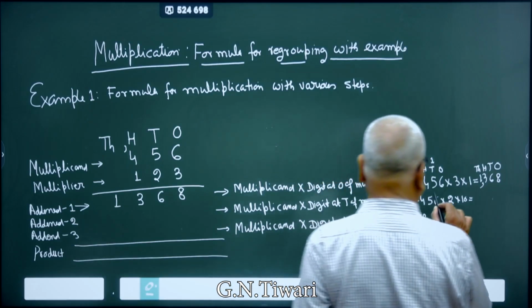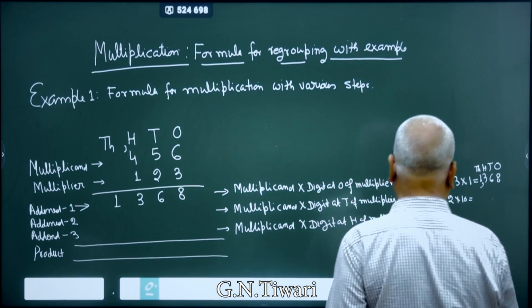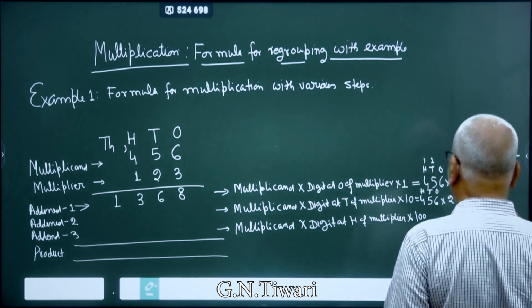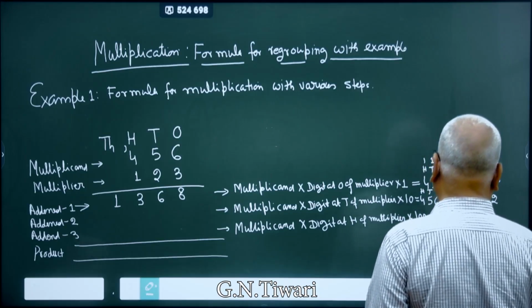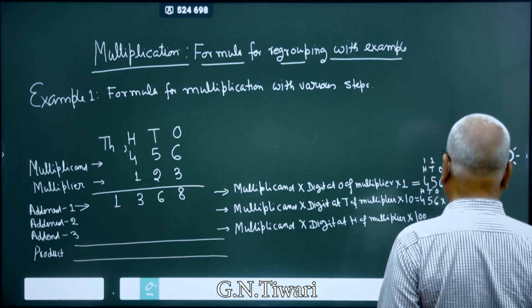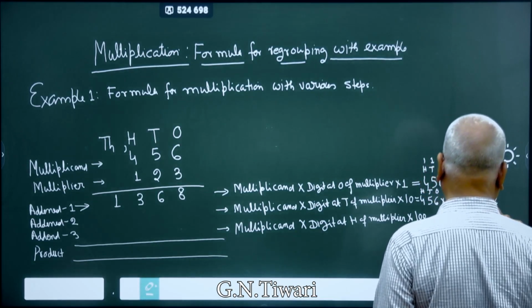So now see, this is also O T H. 2 sixes are 12. 1 is carried over. Here there is no place, so I am not writing. And 2 fives are 10. Plus 1, 11. Again carry over here. 2 fours are 8 plus 1, 9.